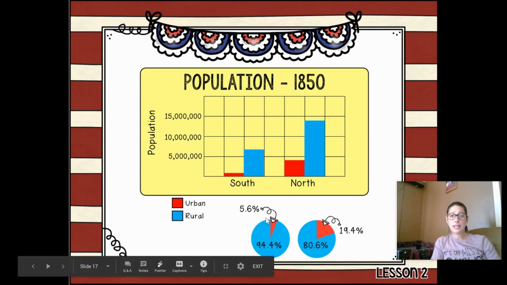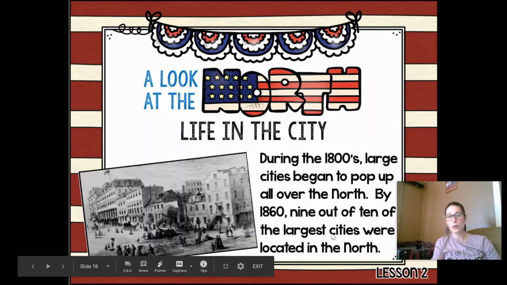All right. So if you look here, it shows you just the pie chart. So this is for the South and this is for the North. 94% of the Southern population lives in rural areas, and only 80% of their population lives in rural areas.